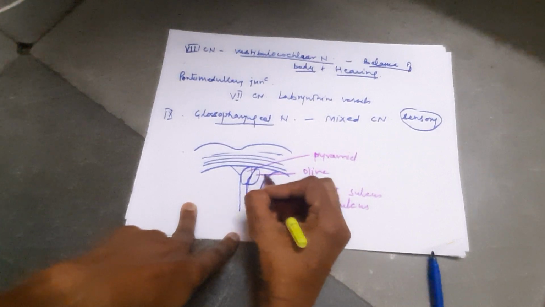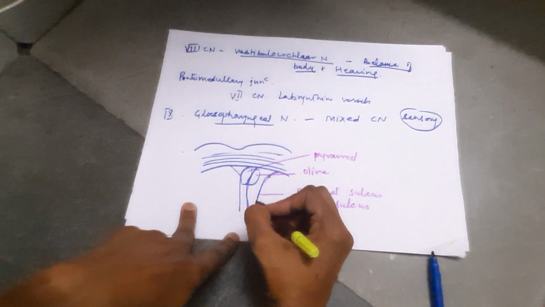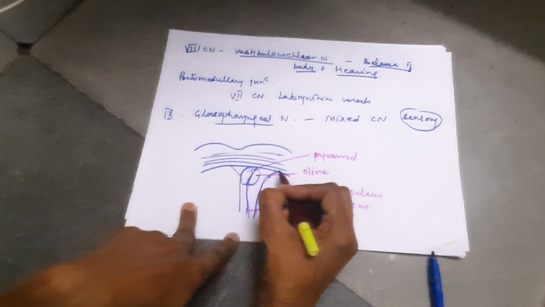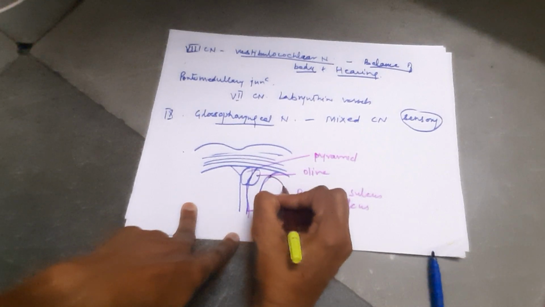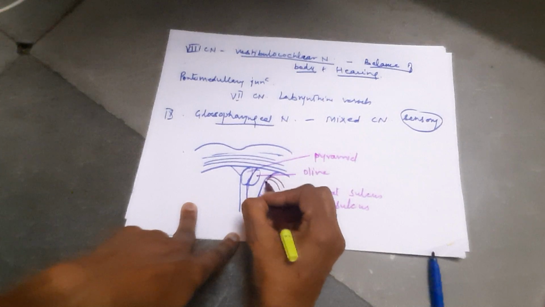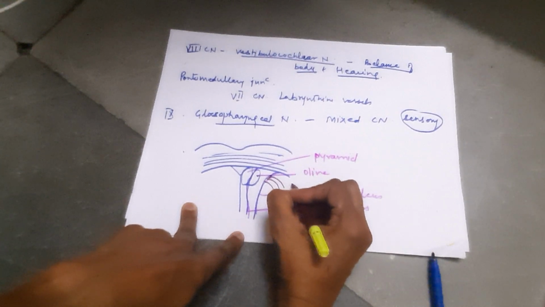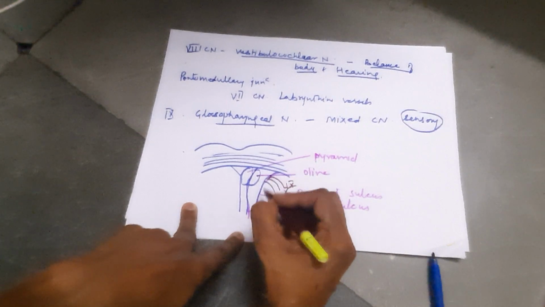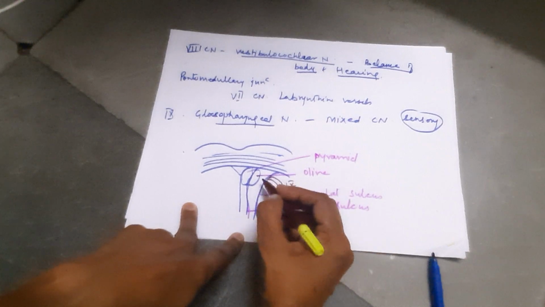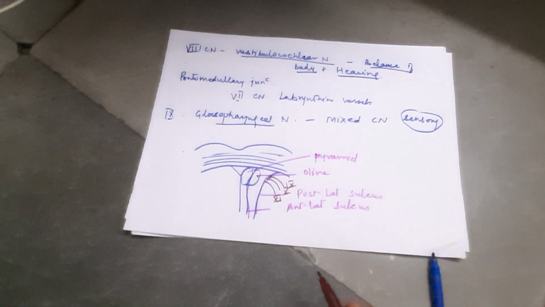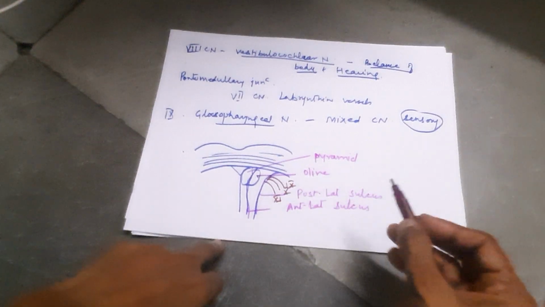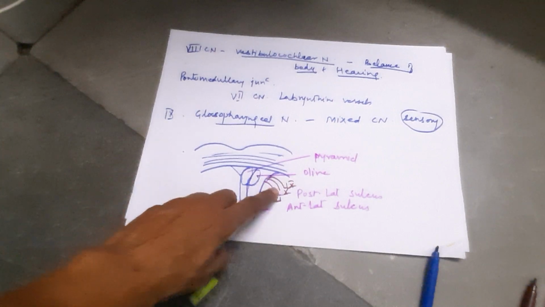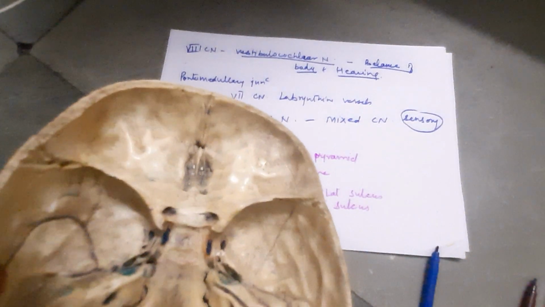So this 9th nerve arises from the posterolateral sulcus, which is present between the olive and the inferior cerebellar peduncle. So from above downwards, 9th nerve, then 10th nerve, then 11th cranial nerve, they will arise. 9th, 10th and 11th, above downwards, they will arise from the posterolateral sulcus, which is situated between the olive and the inferior cerebellar peduncle.